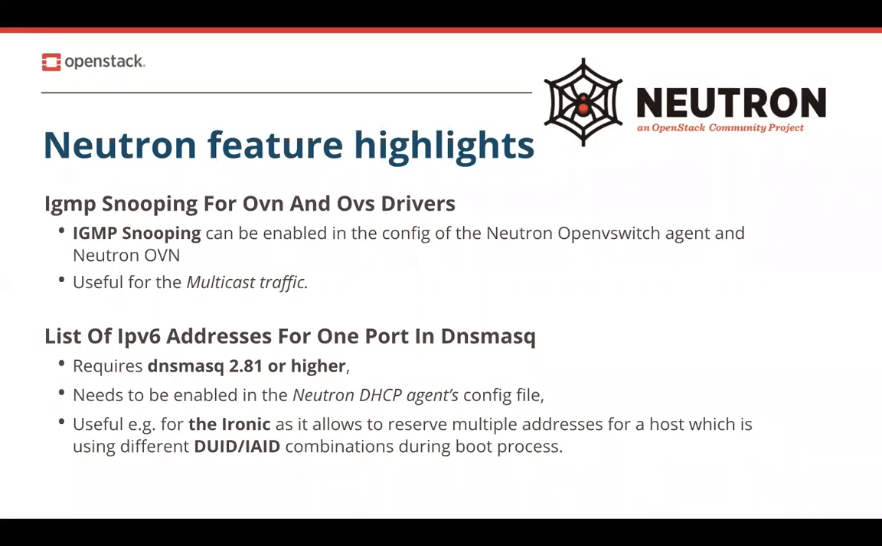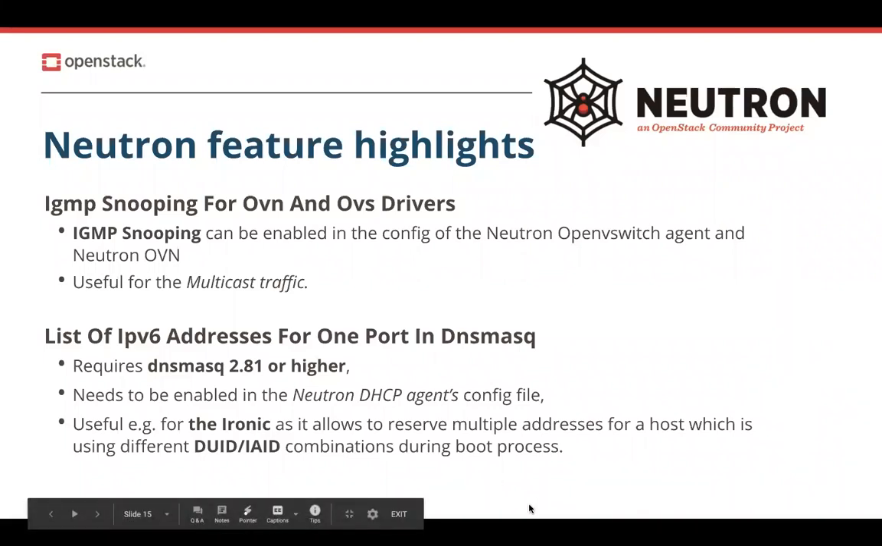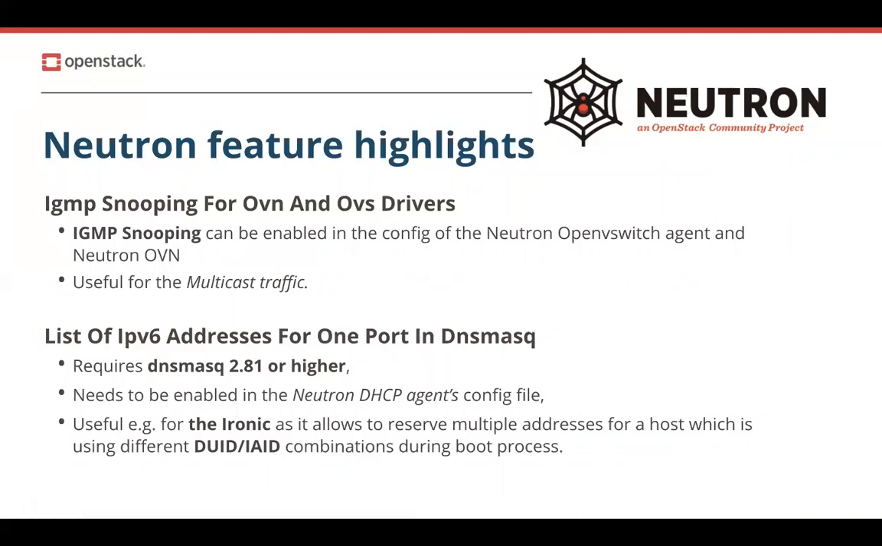That last feature requires at least dnsmasq 2.81 because it relies on changes in dnsmasq to allow such a configuration. I know it's backported to some older dnsmasq versions in CentOS 8, for example, but I don't know about other distributions. So basically, it requires a change in a config option in Neutron to tell Neutron that I have a dnsmasq version which supports this and can be used.